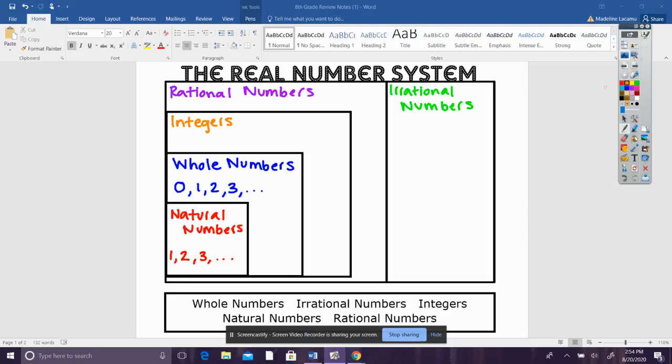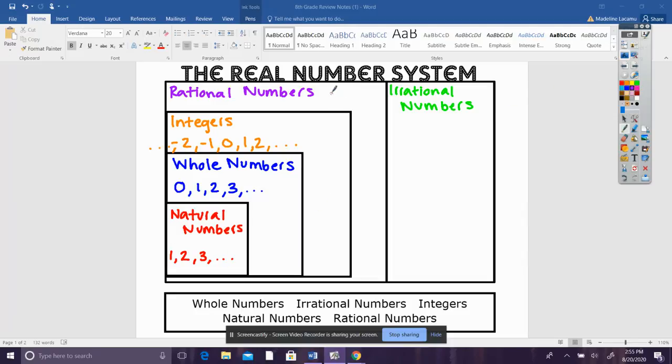Now with integers, we're going to add the negative numbers. So it's going to be like -2, -1, 0, 1, 2. Then it keeps going in both directions. So it goes to all the negatives and all the positives. But notice it still contains the whole numbers and it still contains the natural numbers.